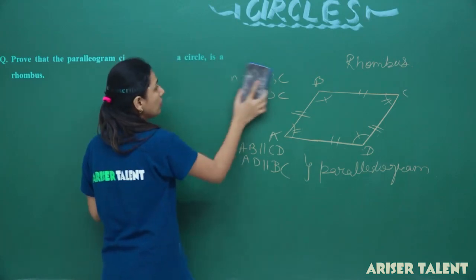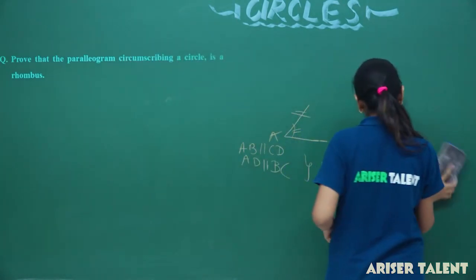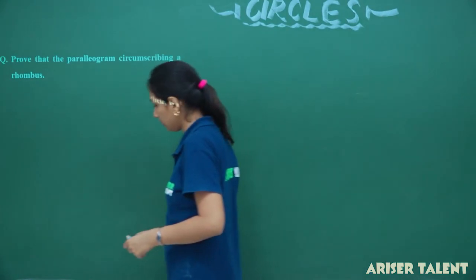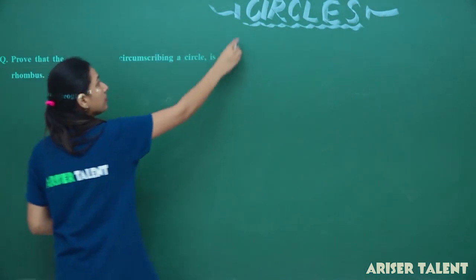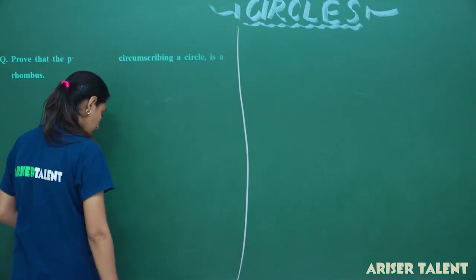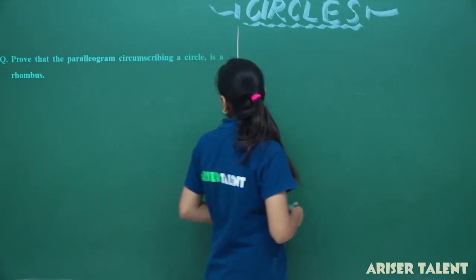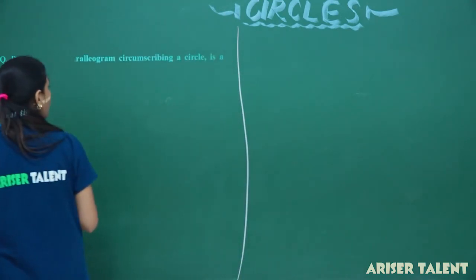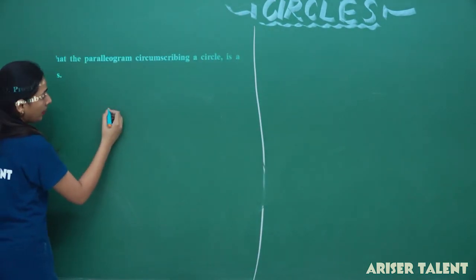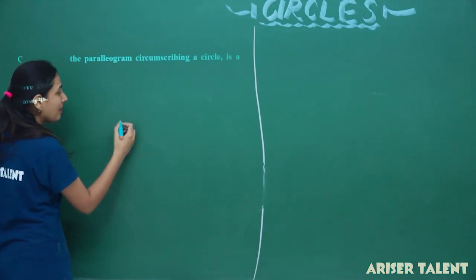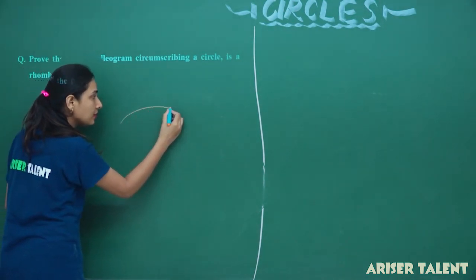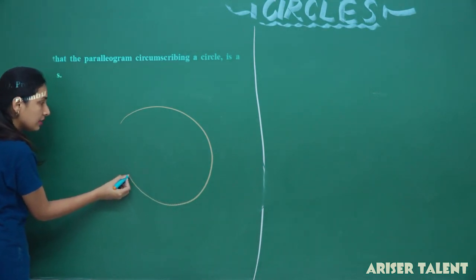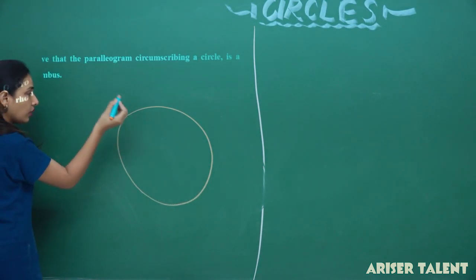Okay, students. So, let's move to the proof. Right. So, I am having this parallelogram circumscribing a circle. Okay, students. So, we are having this parallelogram. So, I am drawing the circle first. This is my circle. Okay.